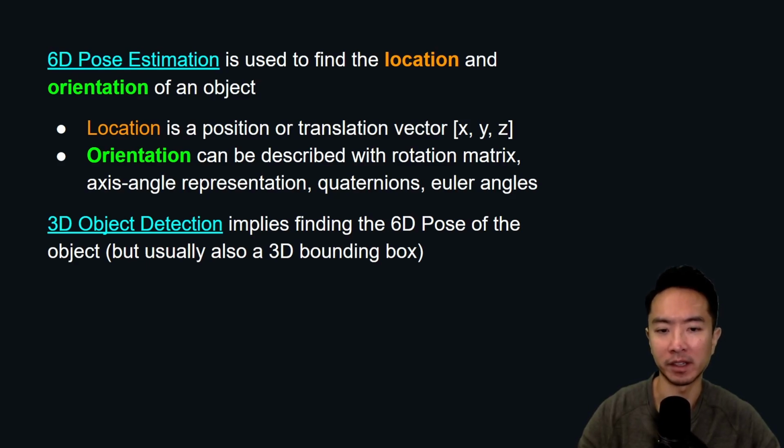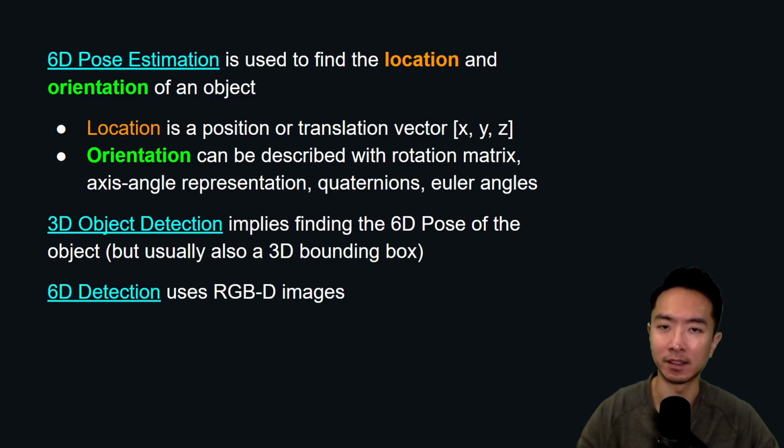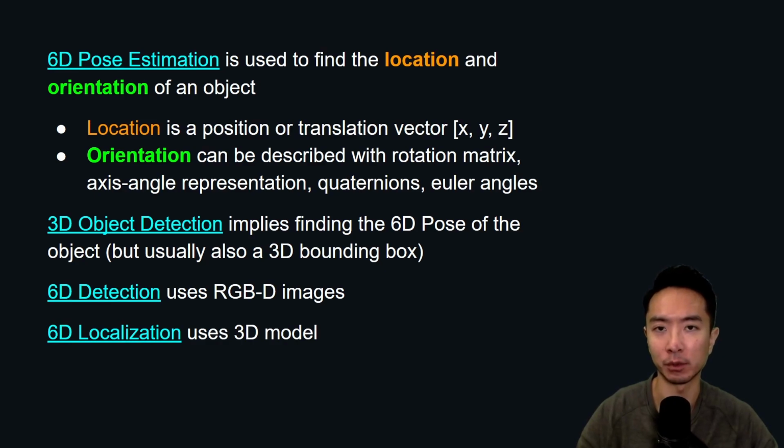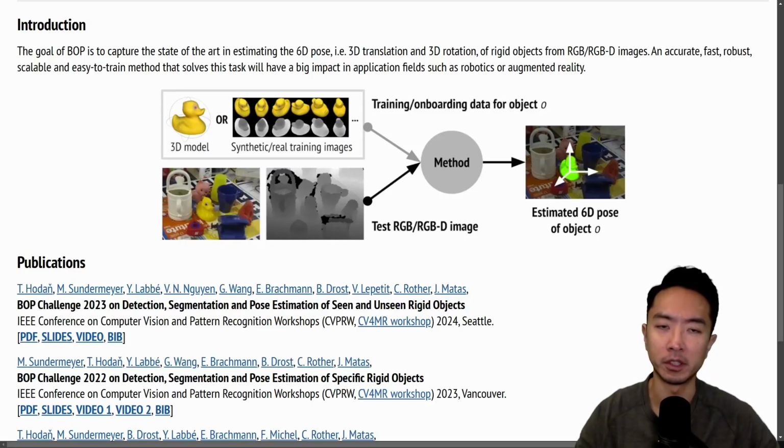This usually implies 6D pose estimation already, but usually what they'll add is one extra layer on top, which is a 3D bounding box. So we also have 6D detection. This implies that we're using an RGBD image. And then we also have 6D localization, which usually implies we're using a 3D model. All of the terminologies I talk about come from the BOP, which is a benchmark for 3D object detection.